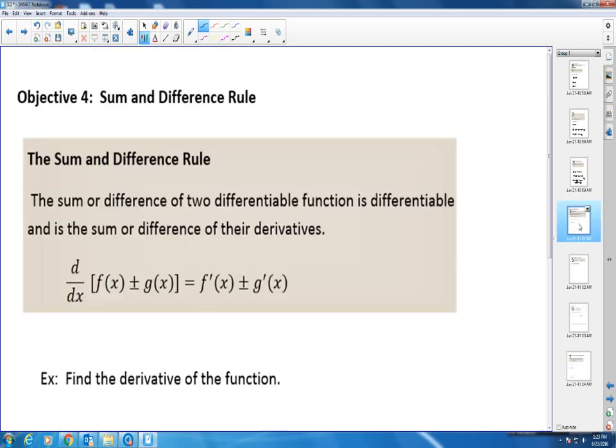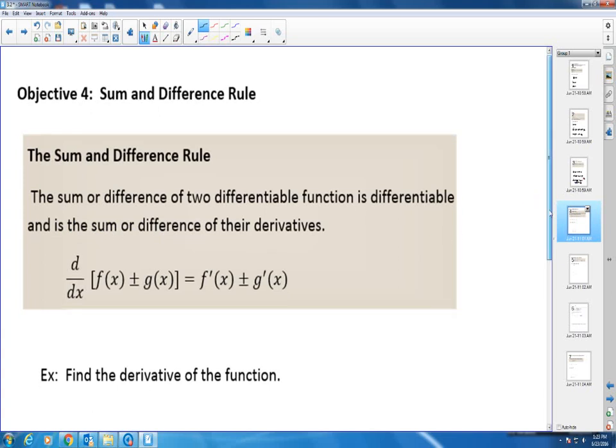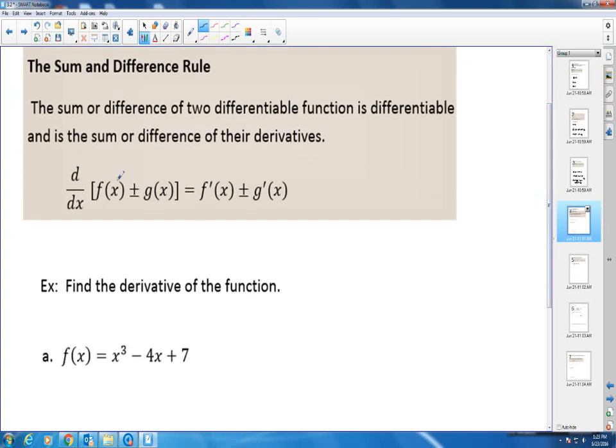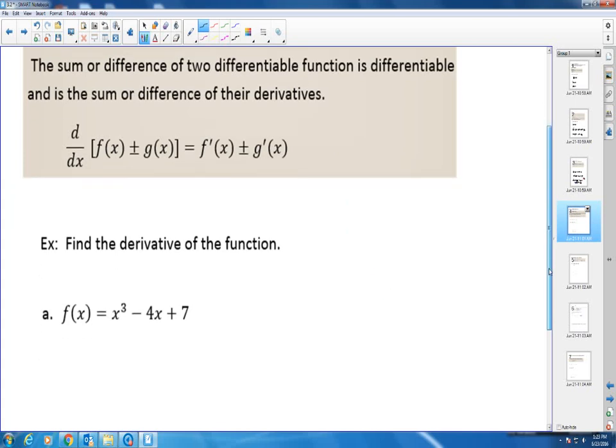Alright, the next basic derivative rule is the sum and difference rule. The sum or difference of two differentiable functions is differentiable and is the sum or difference of their derivatives. So if I've got two functions being added or subtracted, when I take a derivative of them, it would just be the derivative of my first function plus or minus the derivative of the second function.